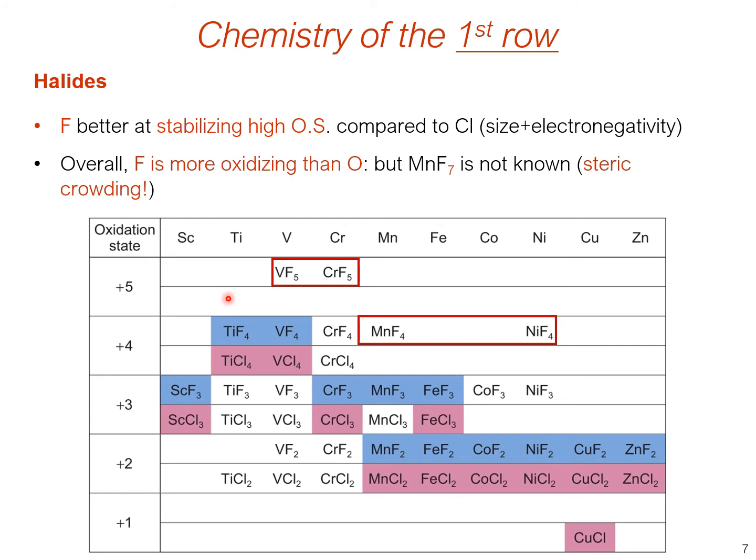Now we've got some evidence for this highlighted in these red boxes. So for example, vanadium can make a pentafluoride, and so can chromium, but there isn't a chlorine equivalent of these, so you can't get VCl5 and CrCl5. And the same with manganese and nickel, so these can have a tetrafluoride but not a tetrachloride. So this is good evidence that they're more stable with fluorine than chlorine.